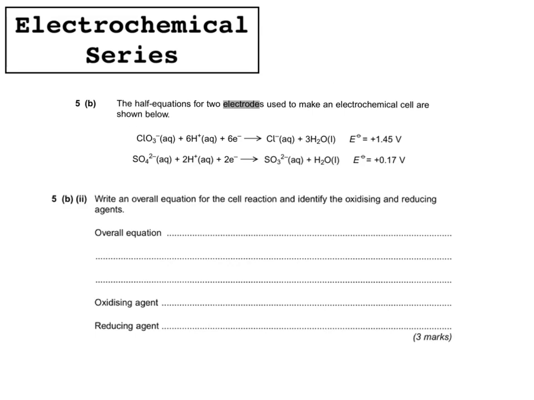Slightly easier question here. So it says the half equations for two electrodes used to make an electrochemical cell are shown below. There they are. Write an overall equation for the cell reaction and identify the oxidizing and reducing agents. The overall equation is going to be these two things combined together, but we need to choose which one we're going to swap around first. So the electrons are going to flow from the more negative one to the more positive one. So the bottom one to the top one, and therefore the bottom one is losing electrons, therefore being oxidized, and so that's the one that's going to be swapped round.